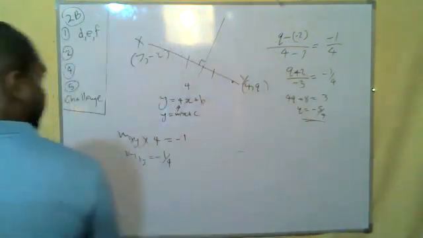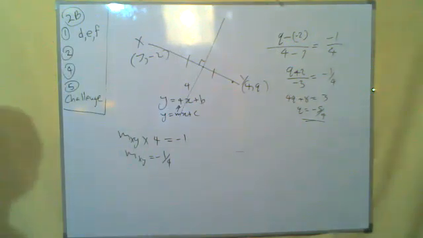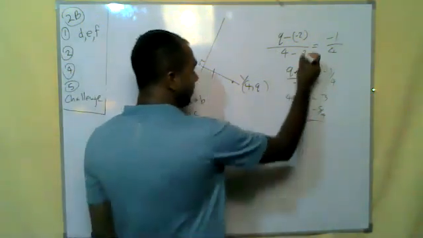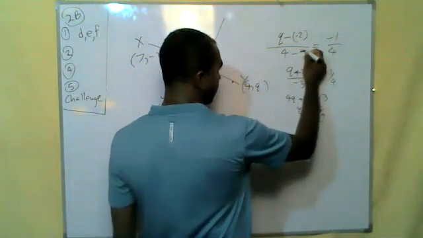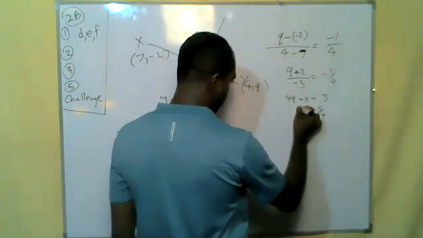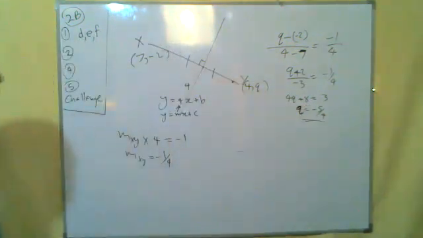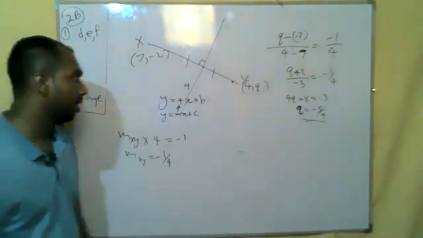Q equals -5/4. I think all of you got the same answer. Tell me if it is wrong, okay? Because it's going to affect the b also. Yes. Now how can we find b?